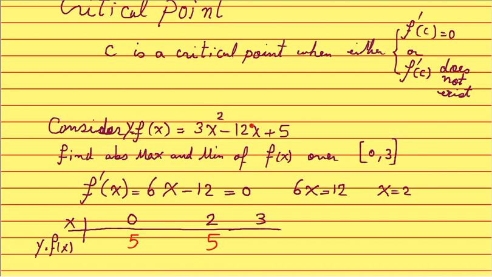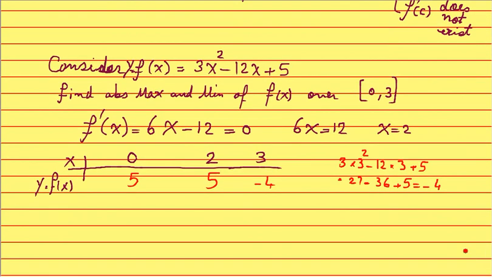Excuse me, let's write it down. This is 3 times 3 squared minus 12 times 3 plus 5. So at 3 this becomes 27 minus 36 plus 5. That makes minus 4, I believe. So we have this picture that at 0 the function is 5, at 2 it is 5, and at 3 it is minus 4. If you want to find the absolute minimum, you go and figure out the smallest of all these numbers. Smallest of these numbers, of course, minus 4.